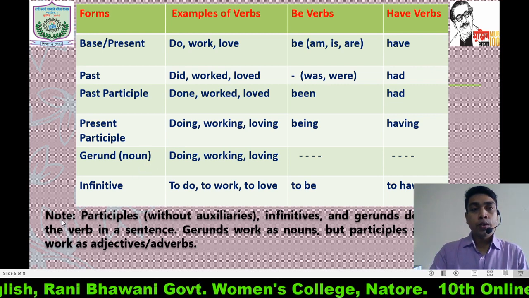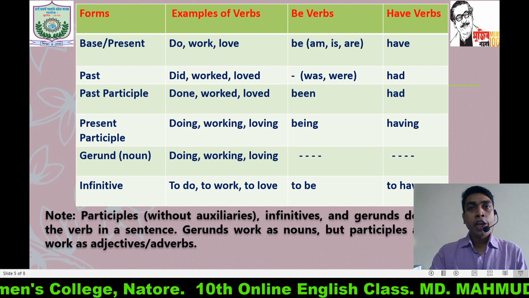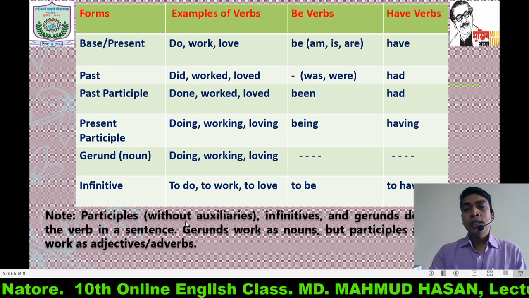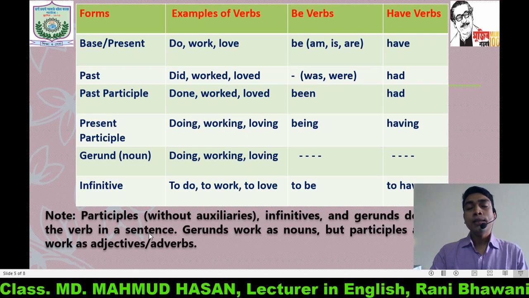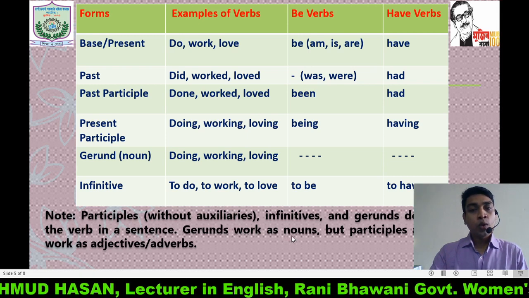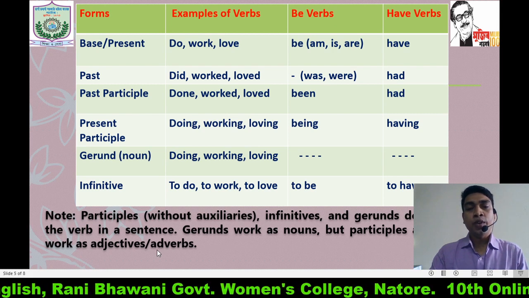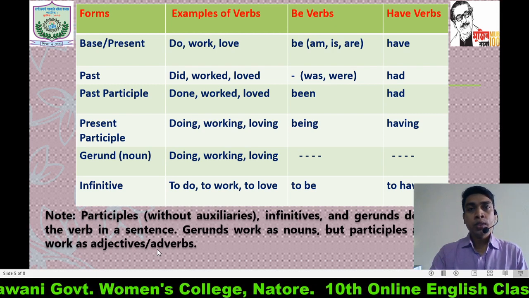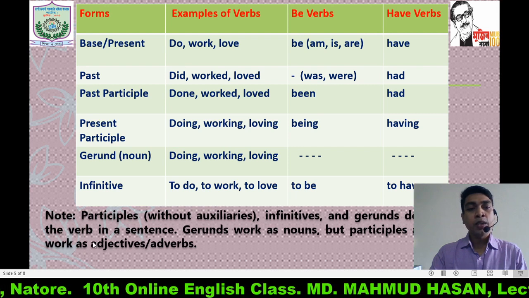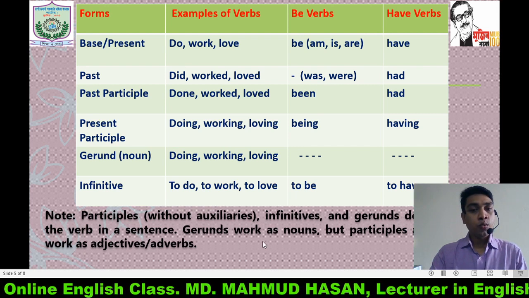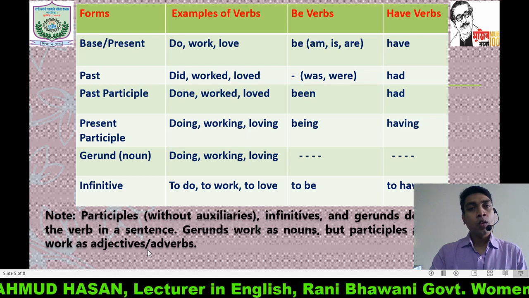A special note for you, this is very much important. Participles, either present participle or past participle, infinitives and gerunds, these three statuses of verb do not work as the verb in a sentence. Gerunds work as nouns, but participles and infinitives work as adjectives or adverbs. This is very much important and you must keep this in your mind. Participles, infinitives and gerunds do not work as the verb in a sentence. Gerunds work as nouns, but participles and infinitives work as adjectives or adverbs.